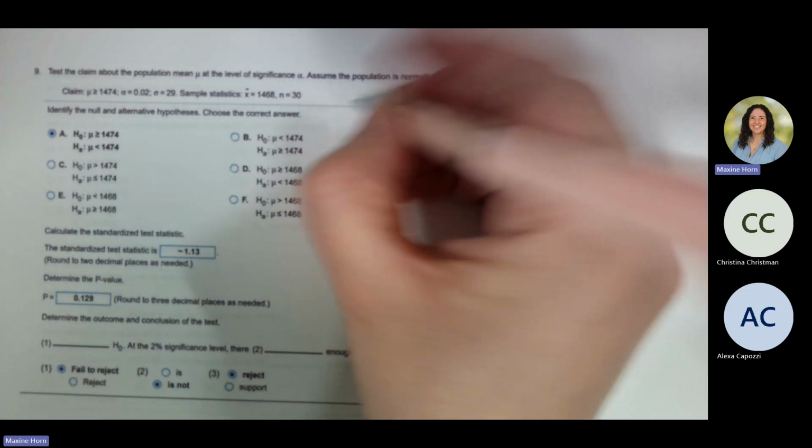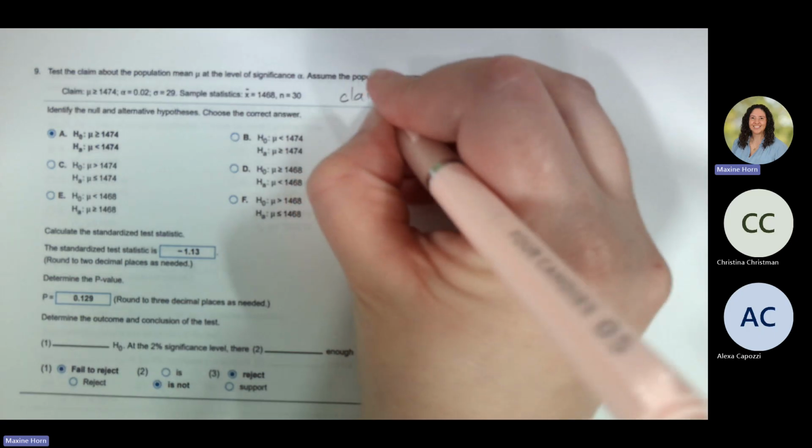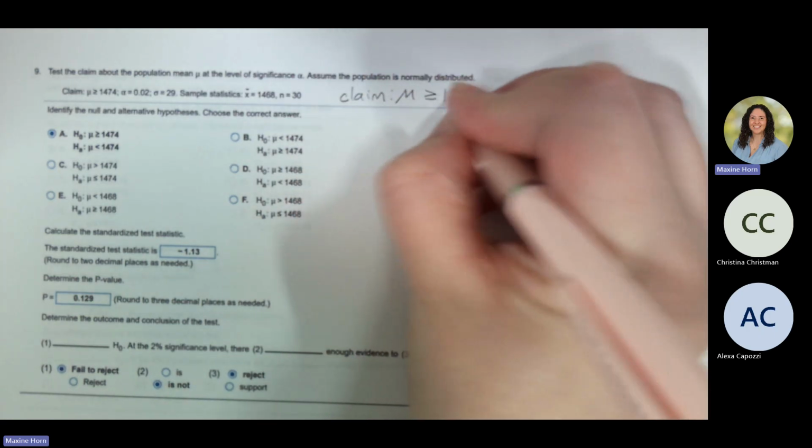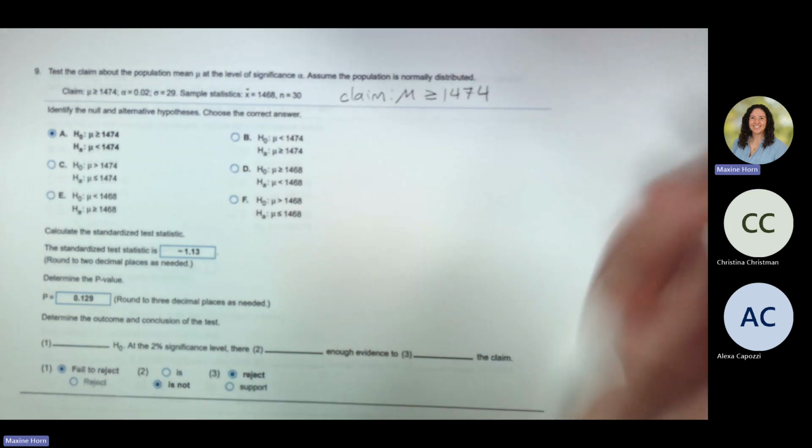Okay, so the first thing we're going to do is say, what was our claim? Our claim was that the mean is greater than or equal to 1474. I know that this is probably super small, and you might not be able to read that, but hopefully me writing it bigger makes it a little easier. So we write our claim.